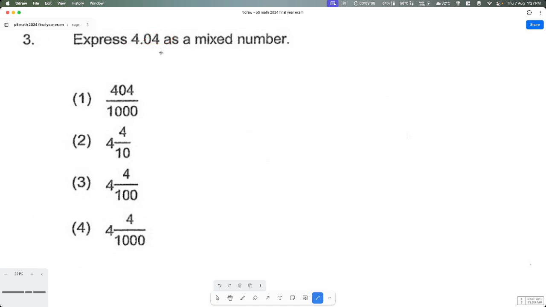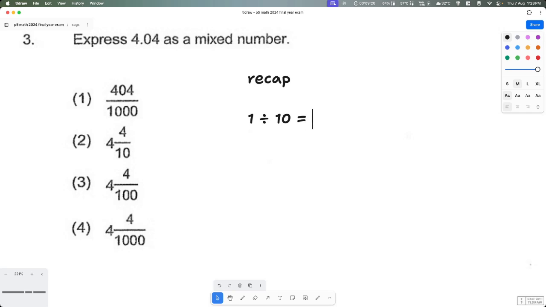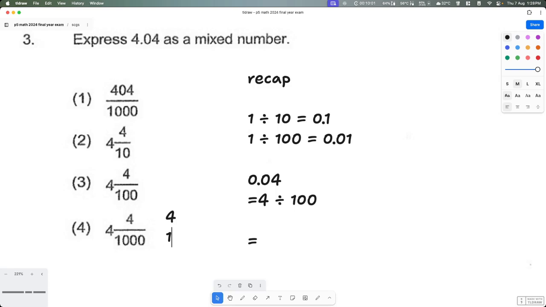Express 4.04 as a mixed number. Okay, so let's do a recap. 1 divided by 10 will give you 0.1. 1 divided by 100 will give you 0.01. Okay, so that means 4 divided by 100 is equal to 0.04. That also means that this is 4 out of 100. Okay, and that's 0.04.